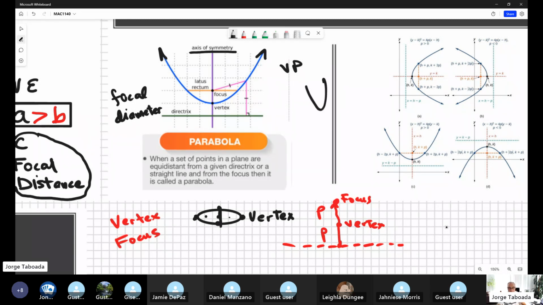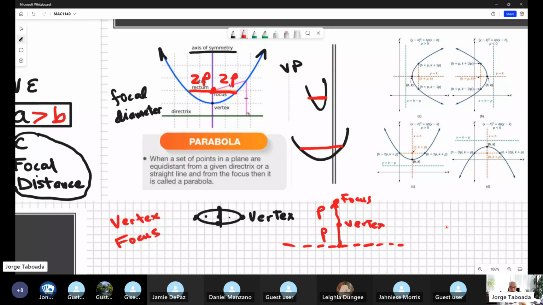Suppose that our parabola looks like that, or like that. Then the focal diameter is this segment. The focal diameter here is this segment. Now it's obvious that it gives me information about how wide or how narrow our parabola is. How do you find that? Well, passing through the focus, this distance is 2P, and this distance is also 2P.